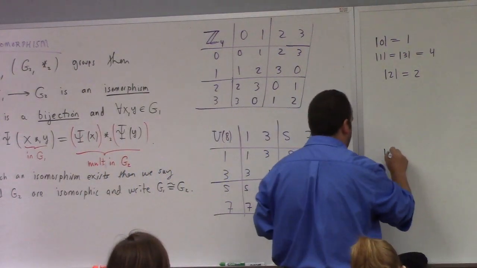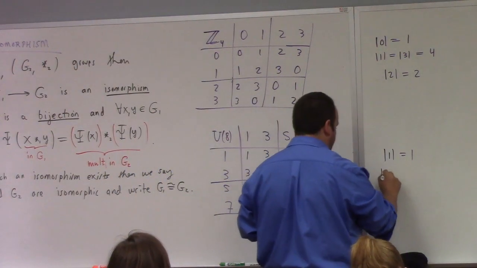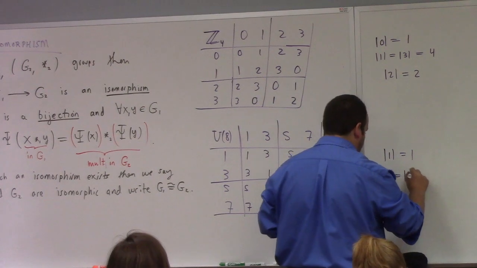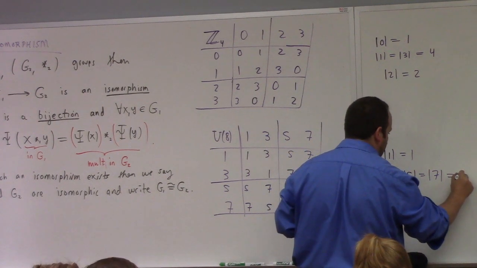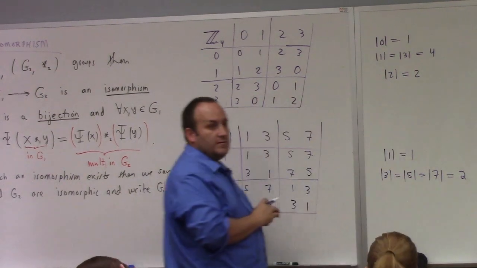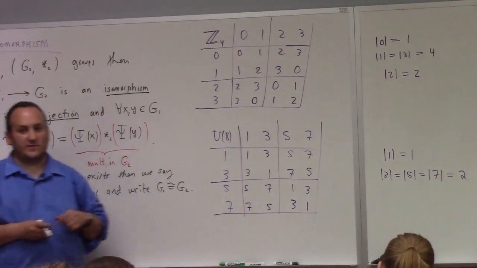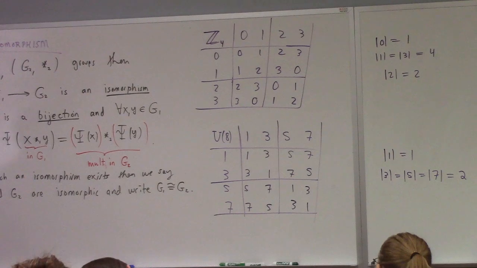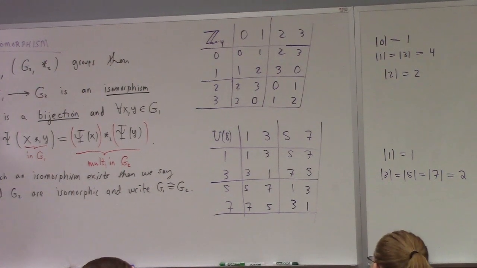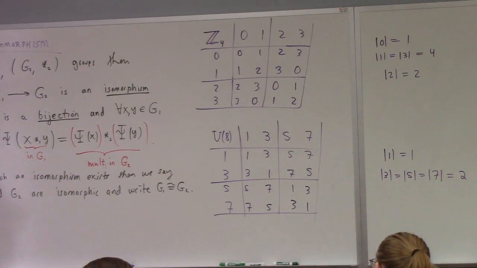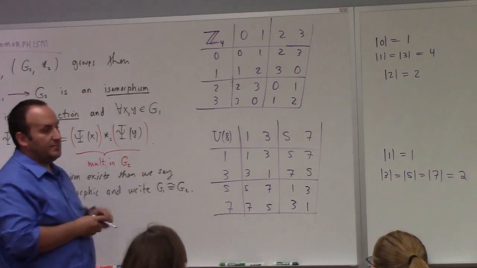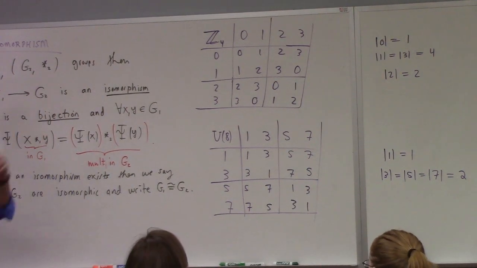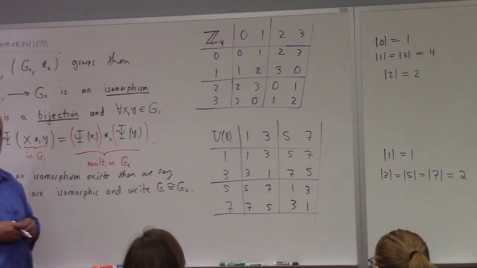How about this one? In U8, the order of 1 is 1, but the order of 3 is equal to the order of 5, is equal to the order of 7, is equal to 2. Because those are all their own inverses, just like that matrix we saw last time. When an element is its own inverse, it has order 2. It satisfies a squared equal to the identity. So these groups are not isomorphic by that theorem. Corollary, if you like.